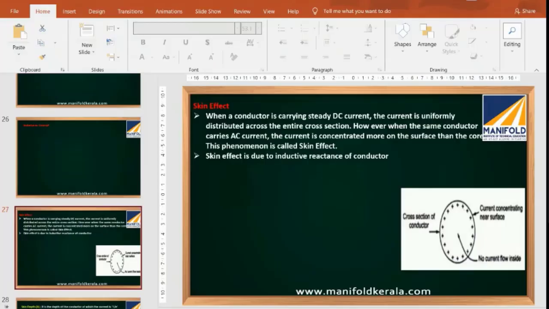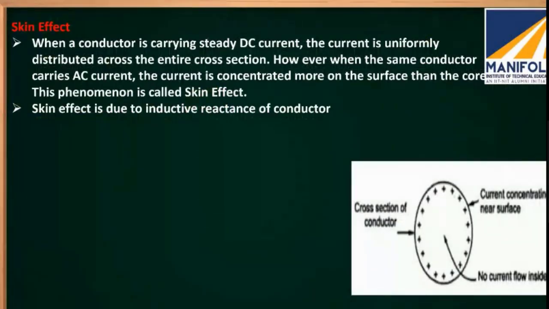Now, what is skin effect? When a conductor is carrying a steady DC current, this current is uniformly distributed across the entire cross section. However, when the same conductor carries AC current, the current is concentrated more at the surface of the conductor than the core. This phenomenon is known as skin effect.